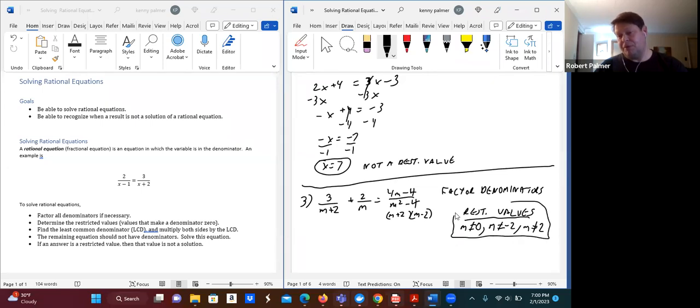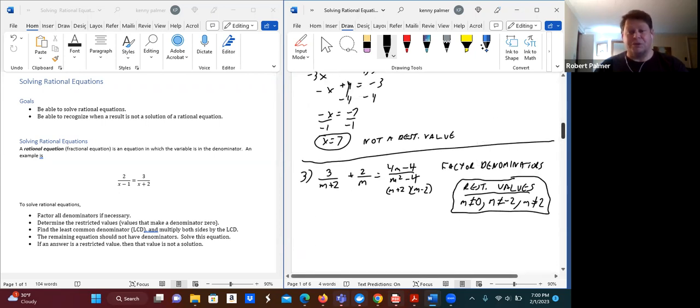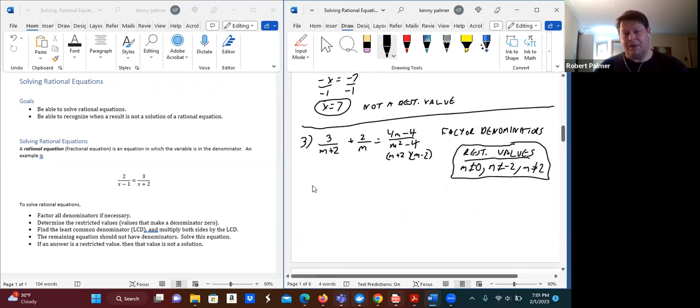So once again, what we're going to do is we'll come back at the very end and check to make sure that our solution or solutions is not one of those. If it is, that number won't be a solution. Okay. Now, our LCD works the same way.